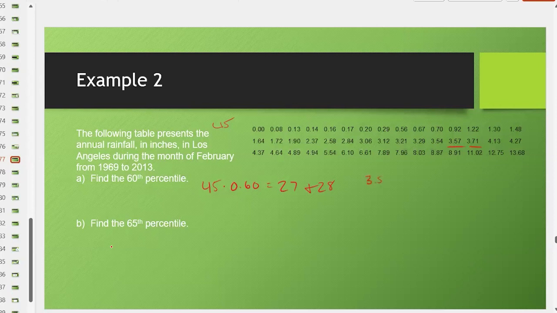We're going to add them up, 3.57 plus 3.71, divide by 2. Let's grab the calculator again real quick. 3.57 plus, not times, plus 3.71 divided by 2 gives us 3.64. And that'll be the 60th percentile, 3.64.